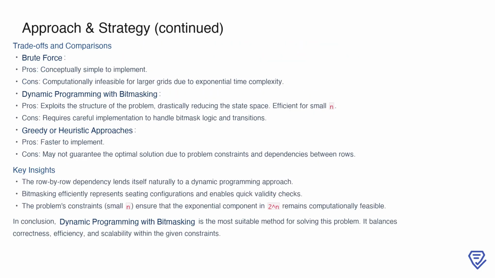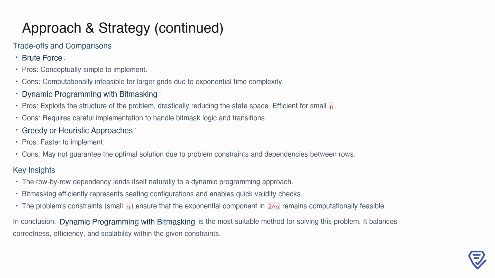With these approaches in mind, let's compare their trade-offs. Starting with brute force, its main advantage is simplicity. It's conceptually easy to understand and implement. However, its exponential time complexity makes it completely infeasible for larger grids. On the other hand, dynamic programming with bit masking is highly efficient. It reduces the state space by exploiting the structure of the problem and is well suited for small grid widths due to its computational feasibility. That said, it does require careful implementation to manage the bitmask logic and ensure the transitions between states are valid.